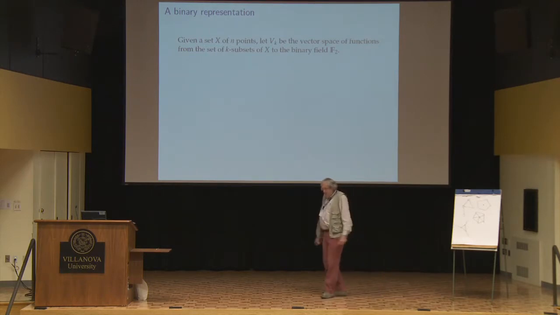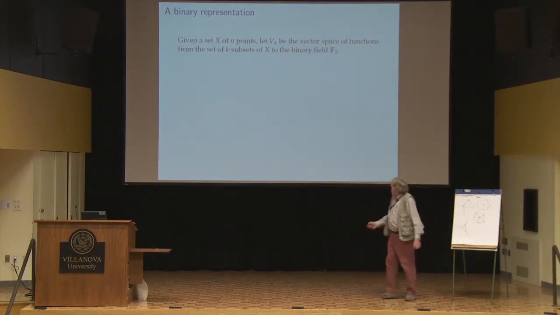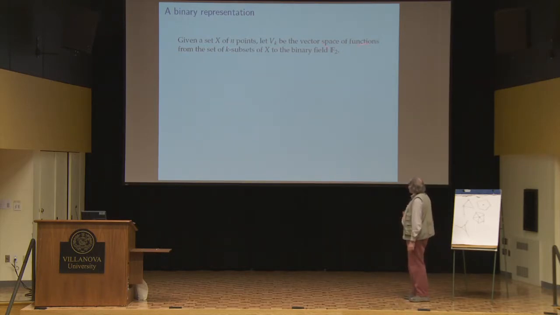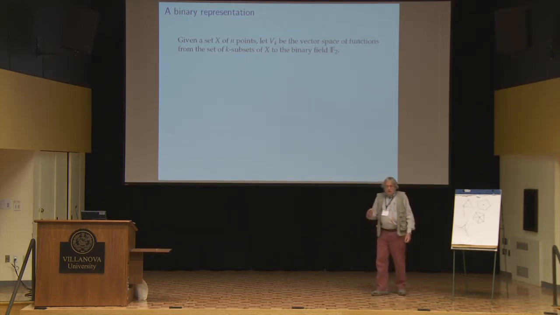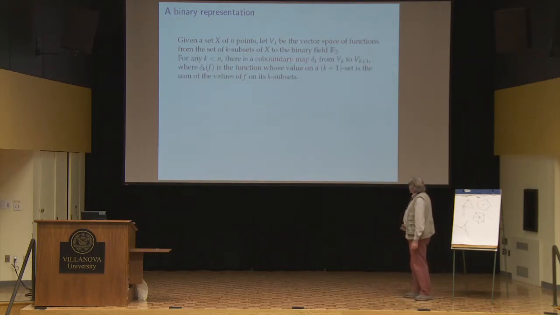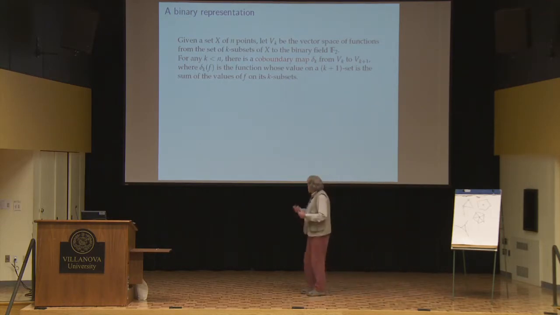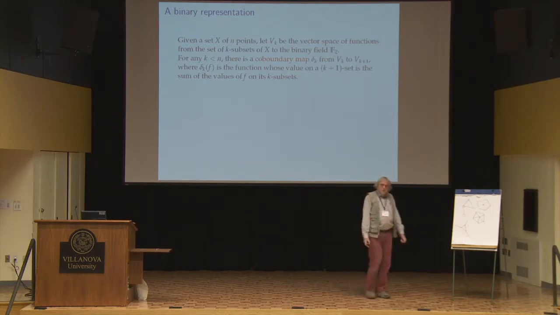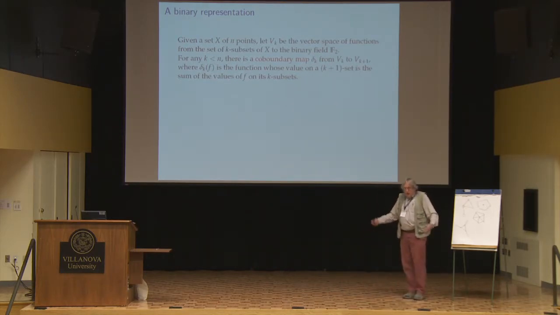Well, so here's the reason, and now I'm going to touch on the reason why Hickman called them two graphs. So given a set X of n points, we'll let V_k be the vector space of functions from the set of k-subsets of X to the field F2, the field of integers mod 2. Now, for any k less than n, there's a coboundary map from V_k to V_{k+1}. So take f in V_k, that's a function on the k-subsets. We want to map it to a function on the (k+1)-subsets. So the value of that image function on a (k+1)-set, you just add up the values of f on all the k-subsets of the (k+1)-set. And it's easy to check that this is a coboundary with coefficients in the field F2 on the n minus 1 dimensional simplex.